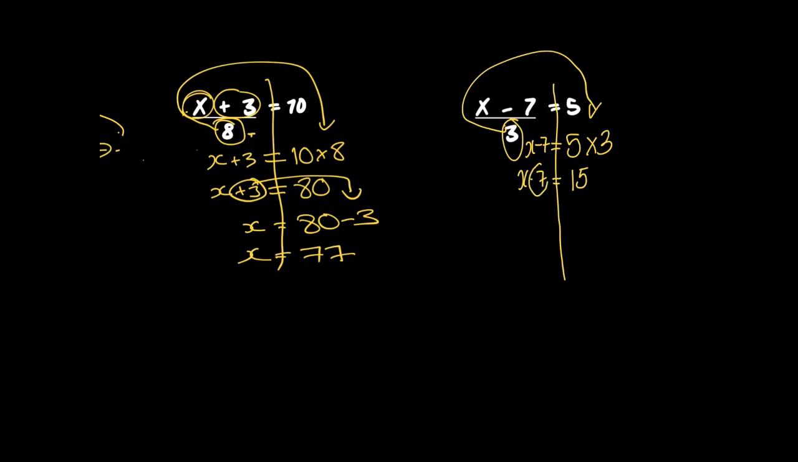So I'm now going to remove the take away 7 and put it on the other side. The opposite of take away 7 is plus 7. So I'm going to do 15 plus 7. That means x is equal to, well, 15 plus 7 is 22. I want to check I've got that right. 22 take away 7 is 15. 15 divided by 3 is 5. So yes, we've got that right.